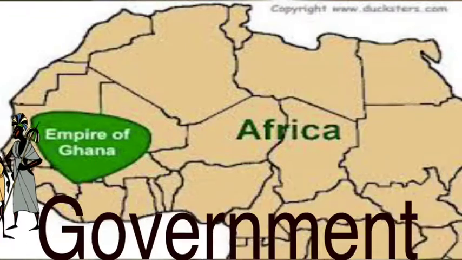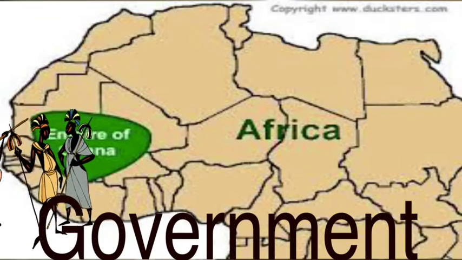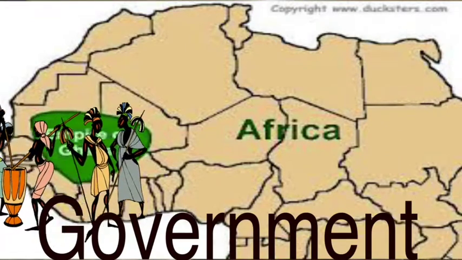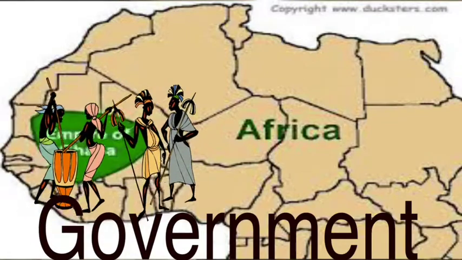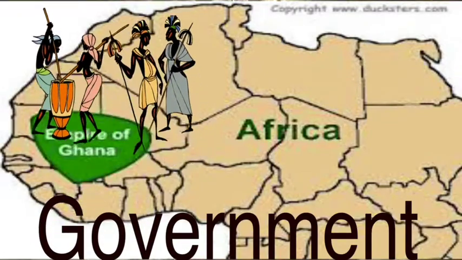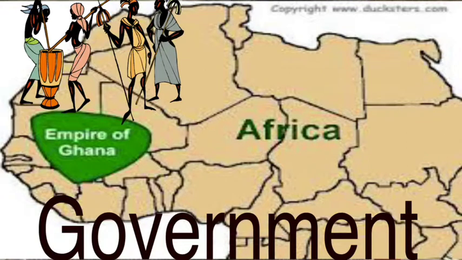By 300 CE, the Soninke people founded a kingdom between the Niger and Senegal rivers, and this was finally known as the Kingdom of Ghana. As food supplies grew, not everyone had to grow food. Some could become experts in things like government or crafts. The division of skills in a society is called labor specialization.